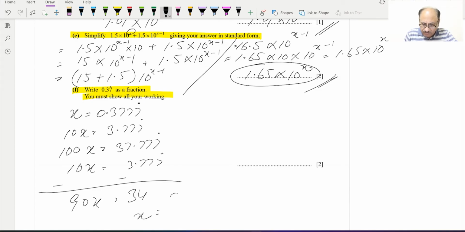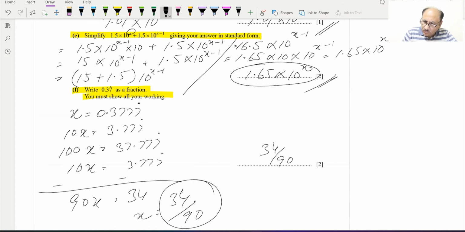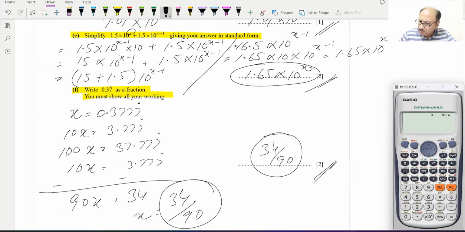So x will be equal to 34 over 90, and we can check with the calculator also whether our answer is correct or wrong. We can write 34 divided by 90 is equal to, this one you can see, 0.37 recurring, and this is what we have done.